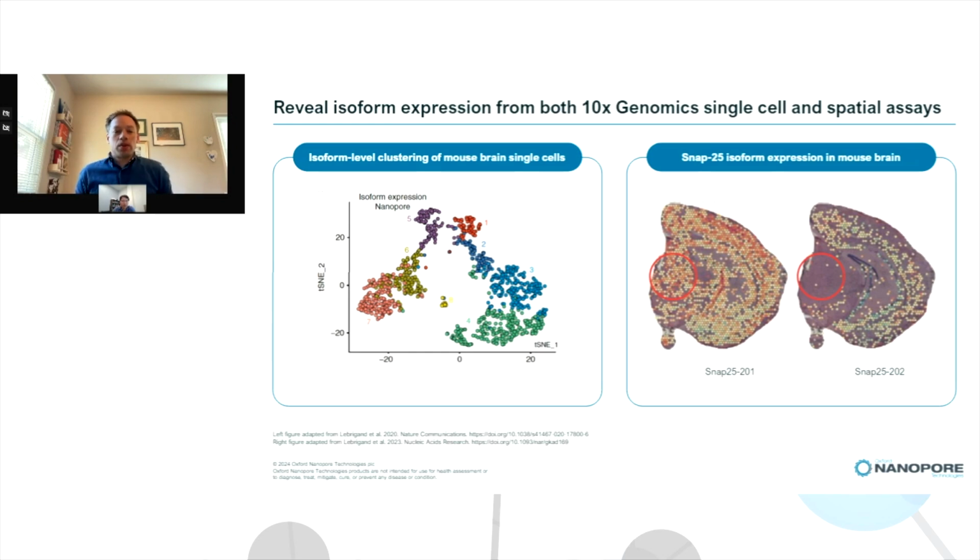And so with the latest chemistry and solutions from Oxford Nanopore, you can now do isoform level clustering. And on the left, you see a very familiar plot. But when you do this clustering at the isoform level, in some cases, you see differences that are hidden at the gene level. And on the right, you see a 10x Genomics Visium spatial assay. Now you can break this down into isoform expression. Look at specifically here in the mouse brain, certain transcripts of this SNAP25 gene that are expressed in different regions.